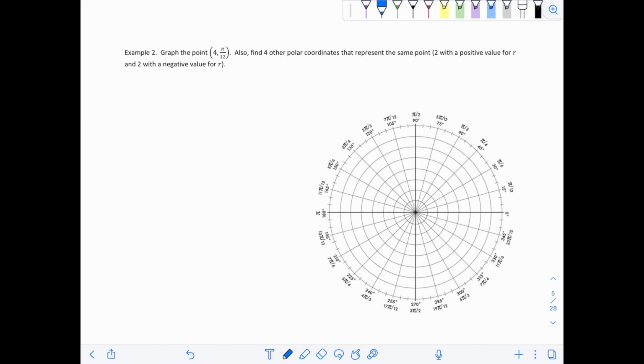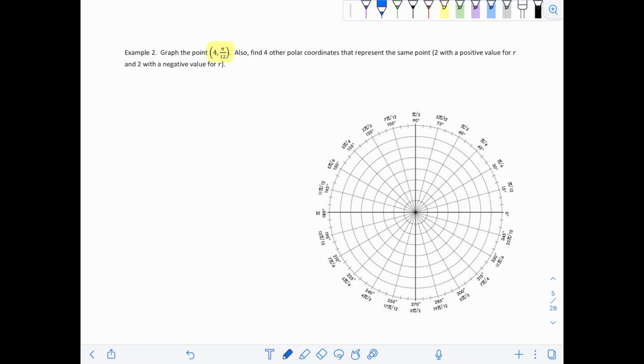Okay, here we're given another point, another polar coordinate. In this case we have 4 comma pi over 12. And we want to find 4 other polar coordinates that represent the same spot on our polar graph. And we're going to write 2 of them with a positive value for r and 2 of them with a negative value for r.